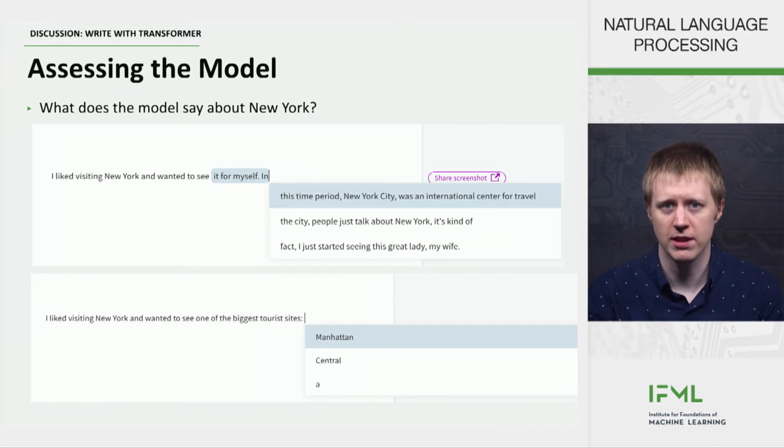And so the model is clearly doing something with this context, right? I mean, it knows that we're talking about New York. Central might be thinking about Central Park. I didn't actually try this one. So I think this kind of shows that the model has some idea of what's going on with these entities.